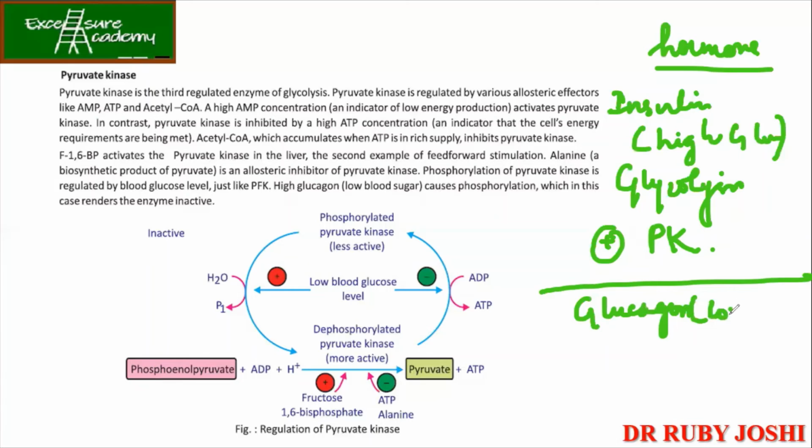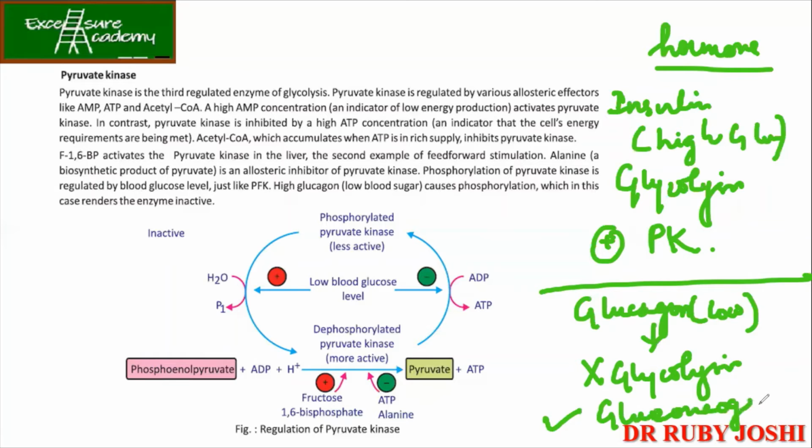Next, if you have glucagon, what is glucagon going to do? Glucagon means you have a low blood sugar level, so no glycolysis, and gluconeogenesis. Gluconeogenesis means synthesis of glucose, right? So here the pyruvate kinase is inhibited. Okay. Yes, ma'am. Now, this is the same thing which is shown in this figure over here.